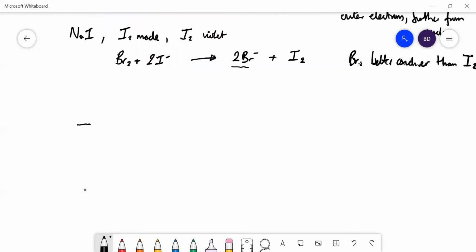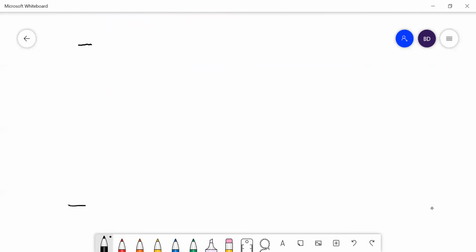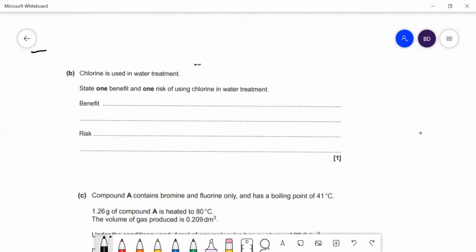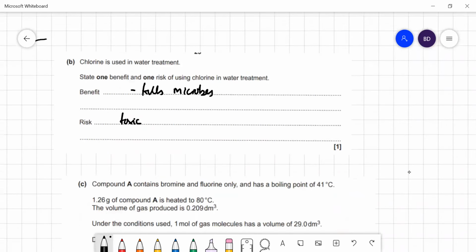Right, okay, so there's questions not much above GCSE content really. Chlorine is used in water treatment. One benefit and one risk. Well, the benefit is that it kills harmful microbes. And the risk is that chlorine is toxic, so you've got to get the concentration right. Toxic to human beings.